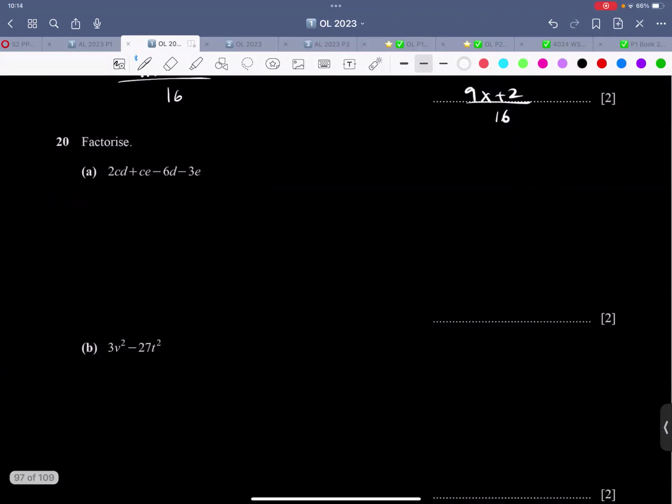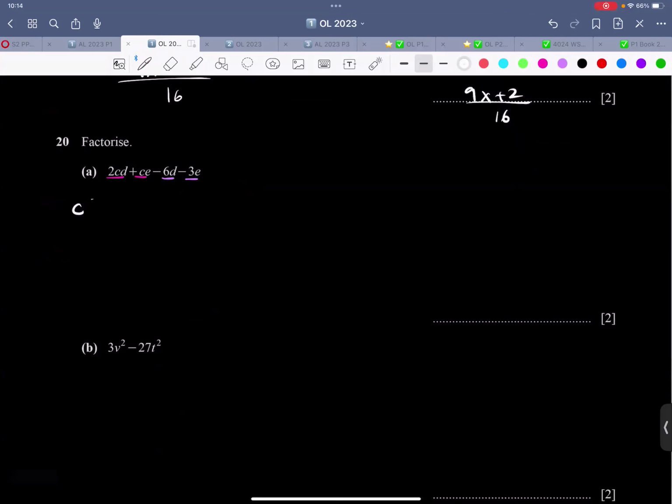Factorize. There are 4 terms. This is called factorization by grouping. So we take the first 2 terms and then we take the next 2 terms. And usually that's how it works, the way it's written as it is. You can also change the order and you can double check.